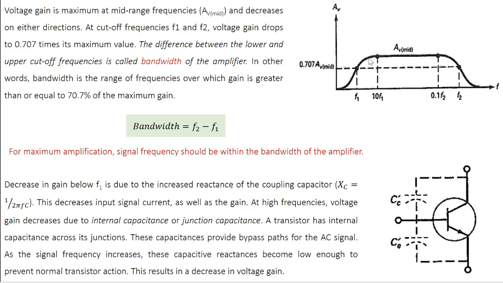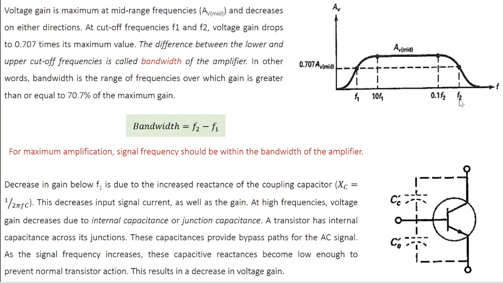So you can see that the voltage gain AV is maximum at the mid-range frequencies. The maximum voltage gain, you call it as AV mid, and it decreases on either direction. So you have two frequencies, F1 and F2. These are known as the cutoff frequencies, and at these frequencies the voltage gain drops to 0.0707 times its maximum value.